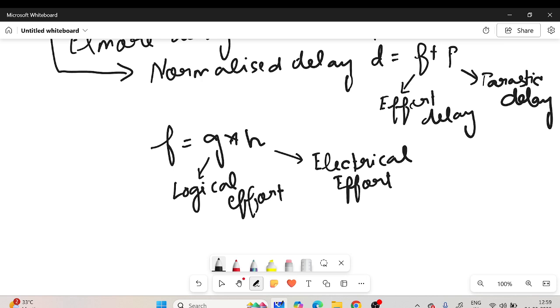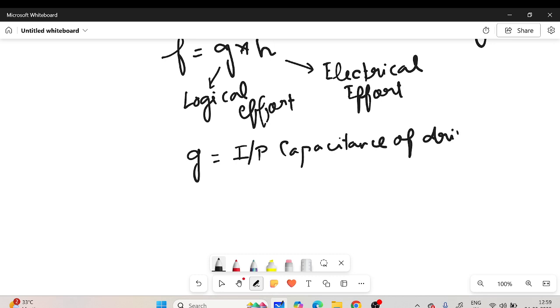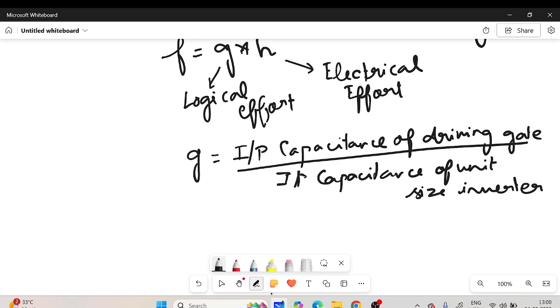And when we are trying to find the formula for this logical effort, G is represented as a fraction of input capacitance of the driving gate by input capacitance of the unit size inverter. So it is the input capacitance of the driving gate divided by the input capacitance of the unit size inverter. So we can see an example for computing this logical effort. Then we can move on with electrical effort followed by parasitic delay.